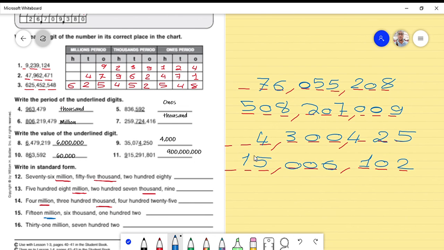Let's move to the last question. Here is 31 in the million, so 3 tens of million and 1 in the million. So 31 million, and then 702. 702 only means I need to replace the others by zeros. So here is 31 in the million, and 702 only means 702 in the ones period. Thank you.